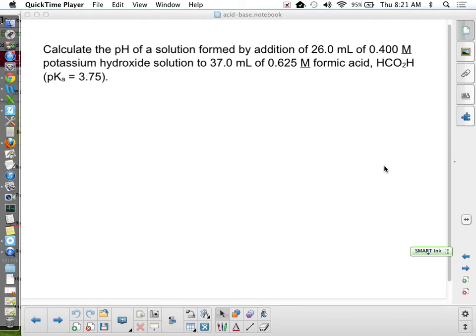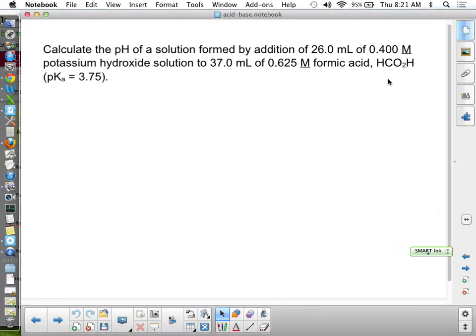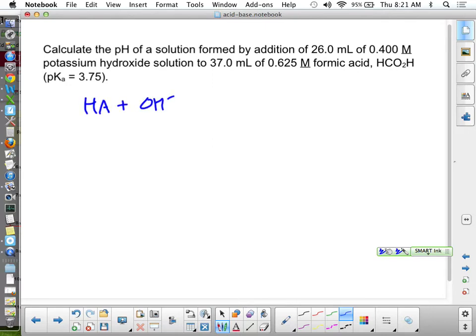Okay, so the third problem that deals with buffers and titrations is the following. Calculate the pH of a solution formed by addition of 26 milliliters of 0.4 molar potassium hydroxide solution to a weak acid solution. So we are starting with a weak acid, and we are partially neutralizing it by adding strong base. What's a good place to start? Write the equation. Sure. HA plus OH minus reacts to form water plus A minus.